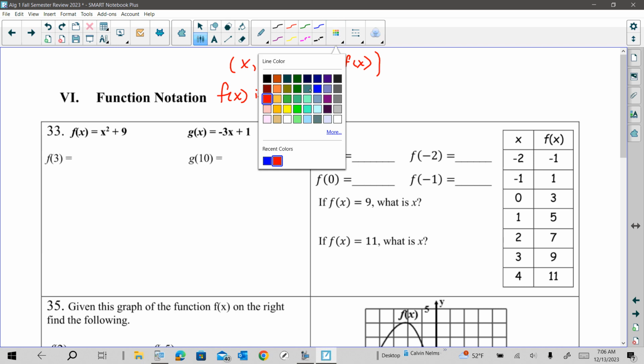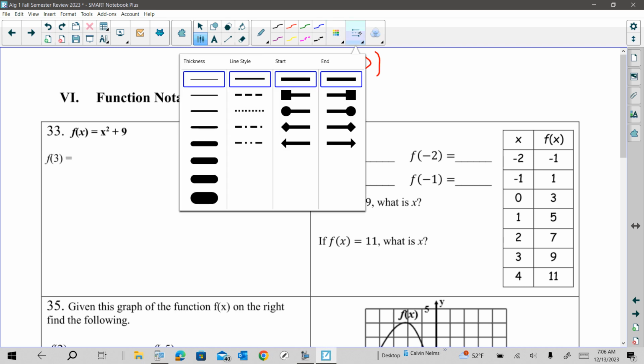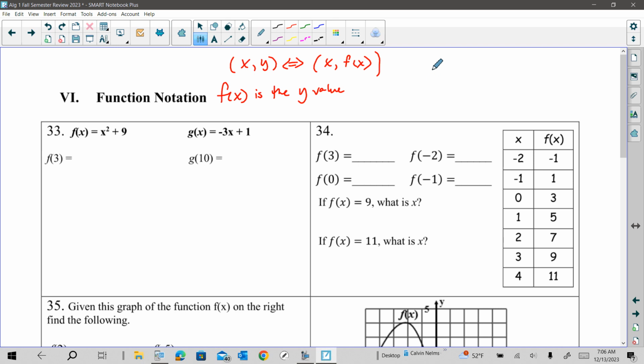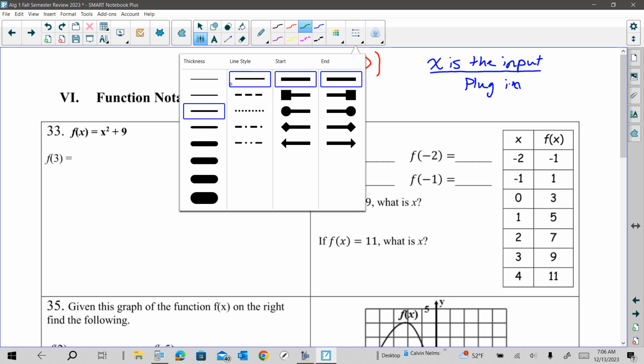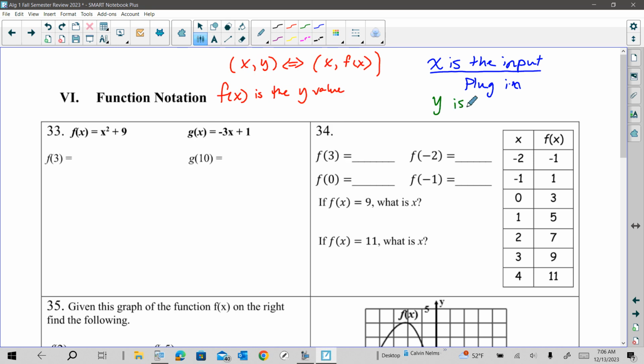You need to know that, let me just come over here real quick. X is the input, which is basically, this is what you plug in. Okay. And your y, sorry, I changed that. Y is the output, which is your range. And this is what comes out. The output is what comes out.